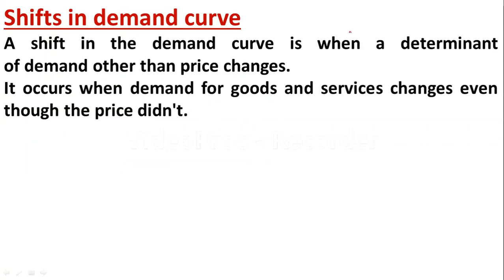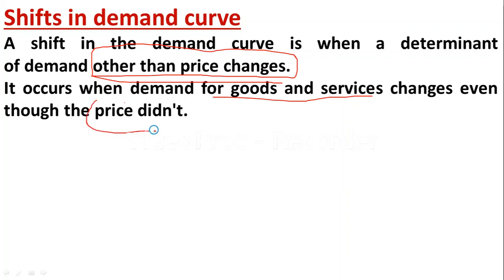A shift in the demand curve is when a determinant of demand other than price changes. As I told you, there are so many other factors which will determine the demand for a good. So except price, if there are any changes in the other factors such as income, taste, preference, advertisement, then the demand curve is going to shift. It occurs when demand for goods and services changes even though price did not. So the price is constant here.